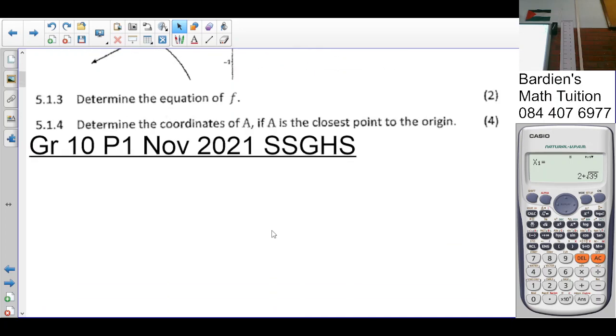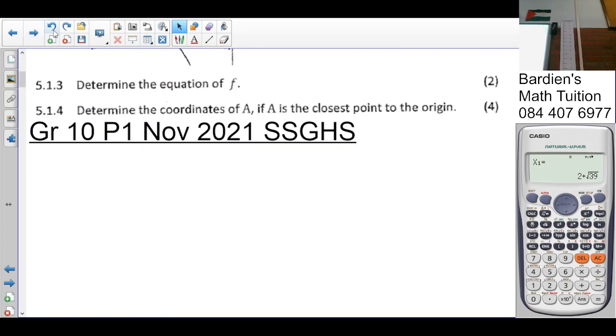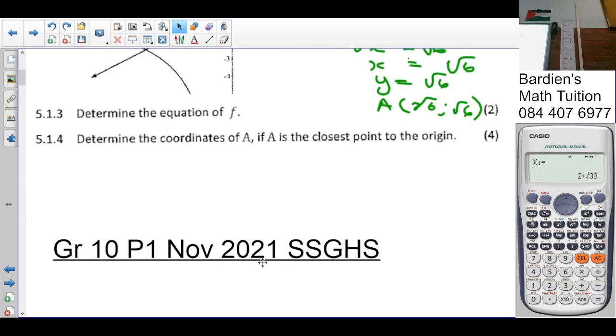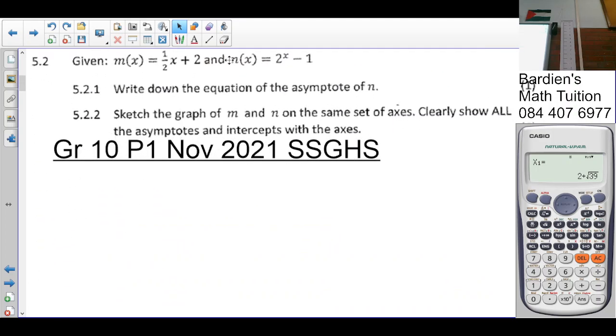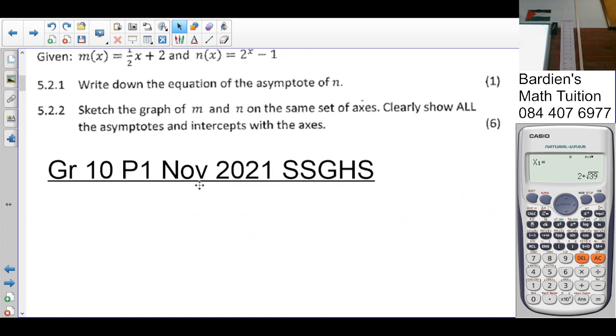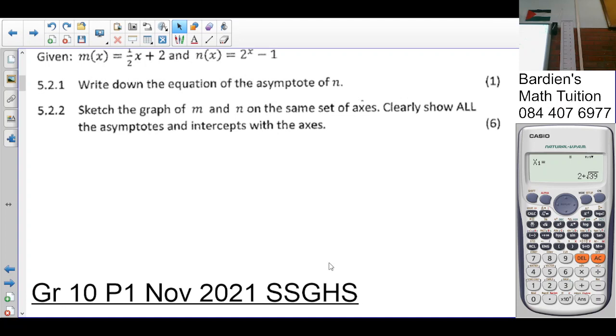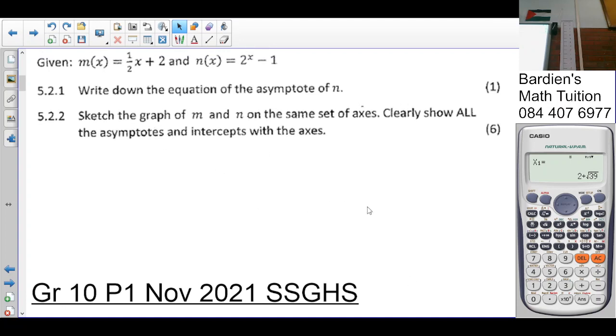Look at the next question. Right, so we didn't need to take that off. The next question, in 5.2, we are given that m of x is equal to 1 over 2 x plus 2, which is a straight line, and n of x is equal to 2 to the x minus 1. So we've got a straight line and an exponential function. Write down the equation of the asymptote of n. This will have a horizontal asymptote with a q value of -1. That's y is equal to -1.